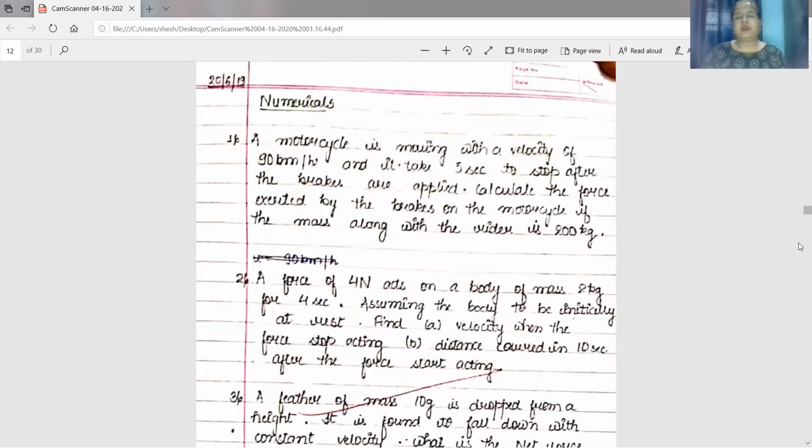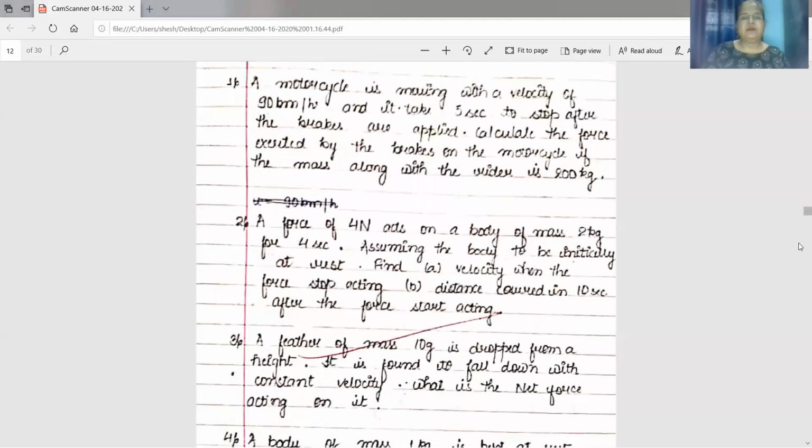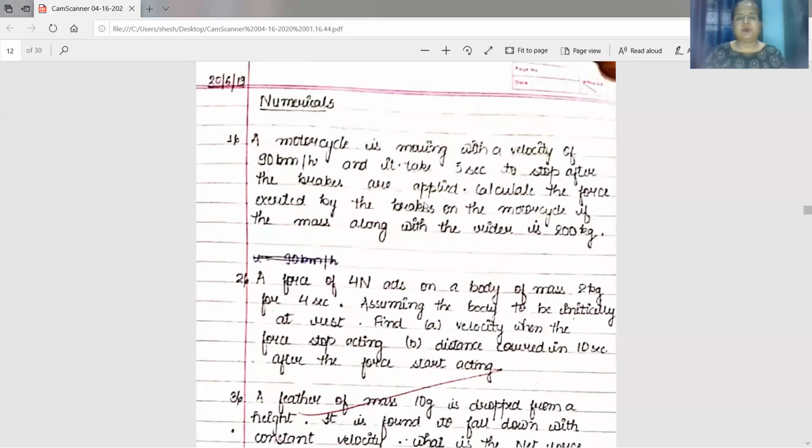Next, you have to read numericals based on F equals ma and P equals mv, that is momentum. Number 1: a motorcycle is moving with a velocity of 90 km per hour and it takes 5 seconds to stop. So the initial velocity is 90 kilometer per hour.